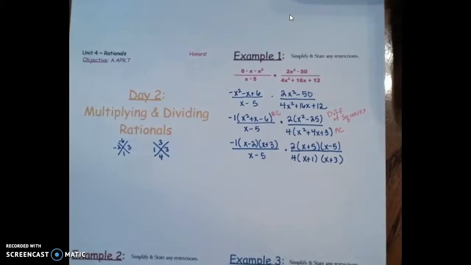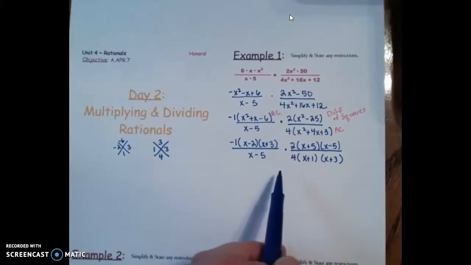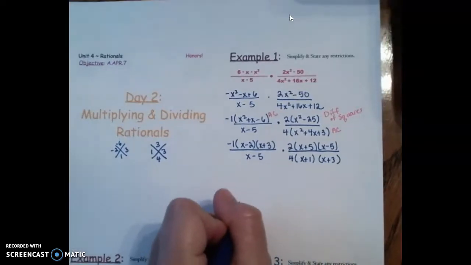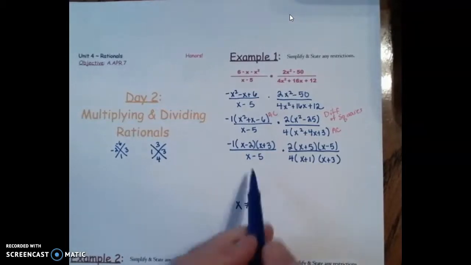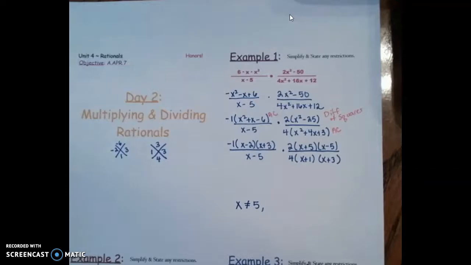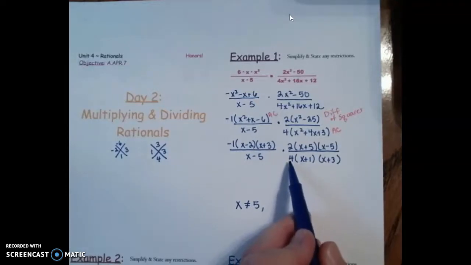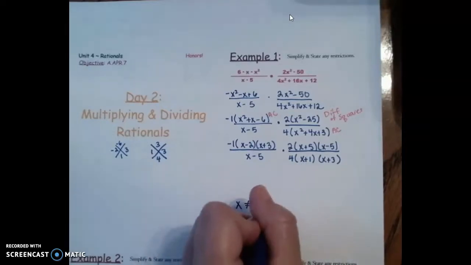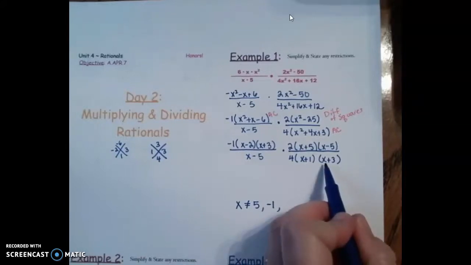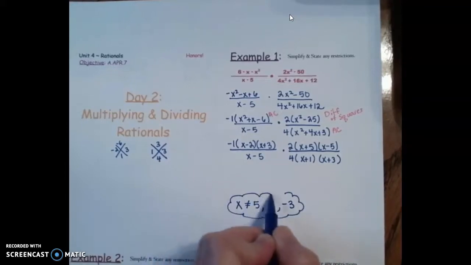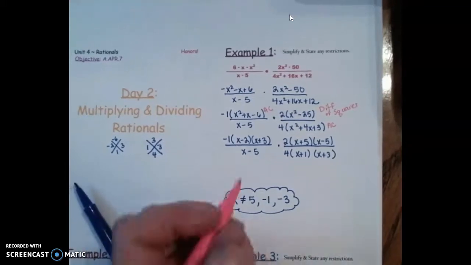So once you get everything factored out, it's a good idea at this point to go ahead and think about restrictions. So I'm just going to come down here and say, okay, x cannot equal. If you think about what would make this denominator a 0, if I put 5 here, that would make this a 0. So it cannot be 5. We don't care about the 4 because there's no x with the 4. Here, if I put -1, -1 plus 1 would be 0, so we can't have -1. And here, if I had -3, it would make the denominator 0. So there's our restrictions.